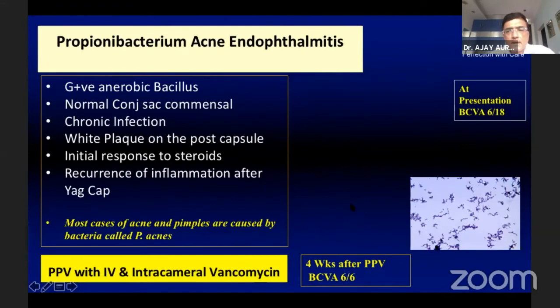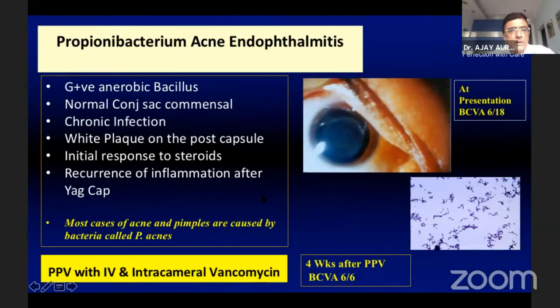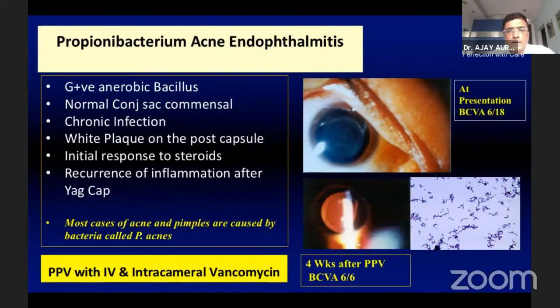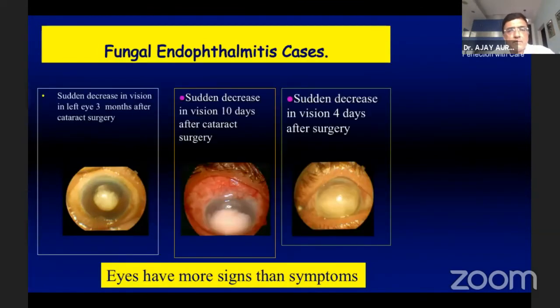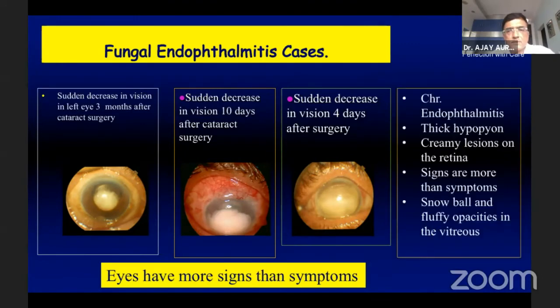These are some of the examples of patients who had a vitrectomy with P. acnes. Talking of P. acnes, we give intracameral vancomycin and intravitreal. And this is an example of 4 weeks after a vitrectomy, and these are some of the cases of fungal endophthalmitis, where eyes may have more signs than symptoms.